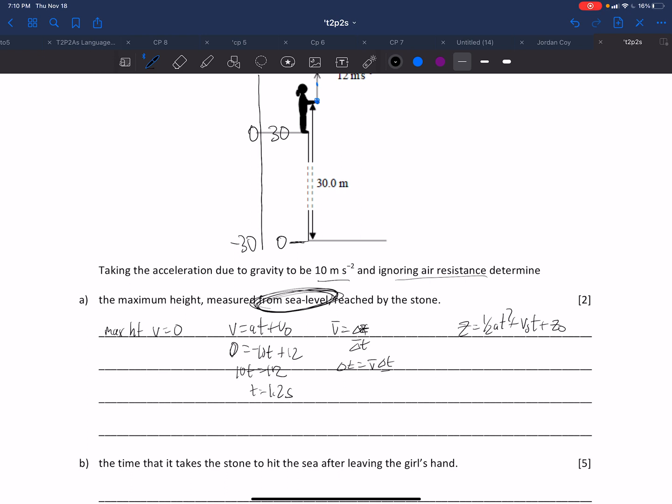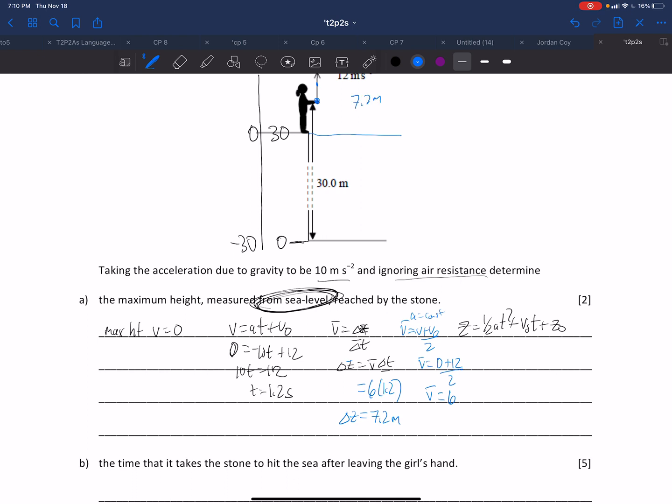Well, we know delta t is 1.2. Oh, what's the average velocity? Well, the average velocity is delta x over delta t. It is also v plus v0 over 2 when a is constant. Well, we know that v bar is equal to the final velocity, which is 0, plus the initial velocity, which is 12, over 2. So the average velocity is 6. So we have 6 times 1.2, which is 7.2 meters, our delta z.